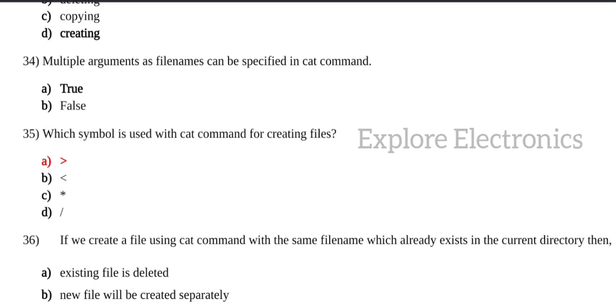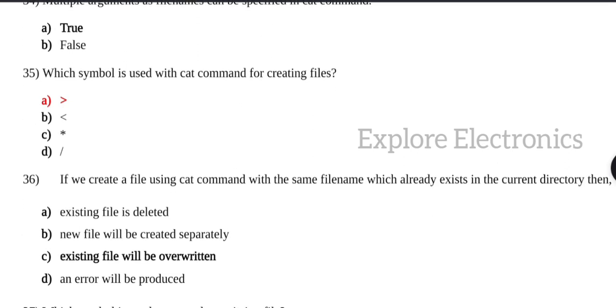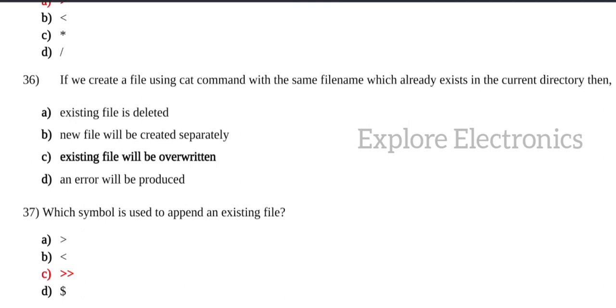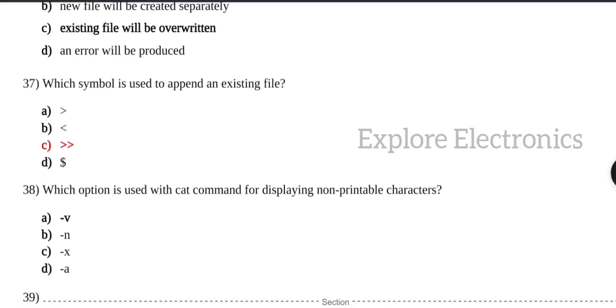It is true. Which symbol is used with the cat command for creating files? That is the greater than symbol. If we create a file using the cat command with a file name which already exists in the current directory, then the existing file will be overwritten. The previous content of the file will be overwritten. Which symbol is used to append to an existing file? The option C.